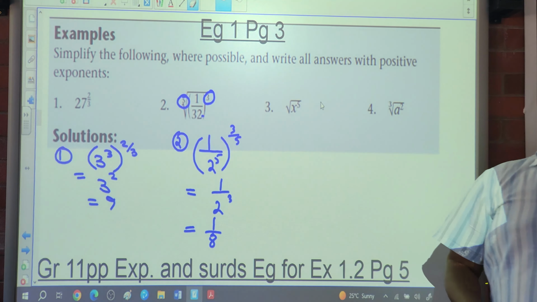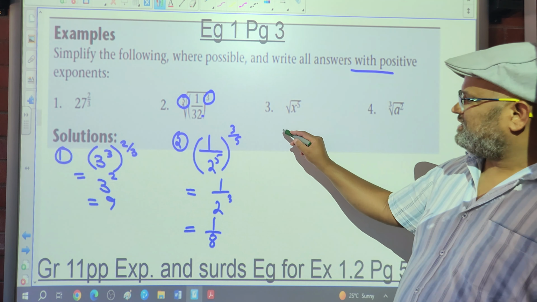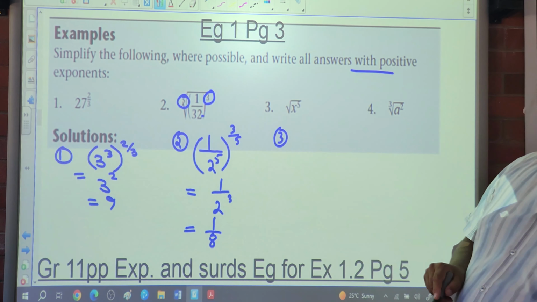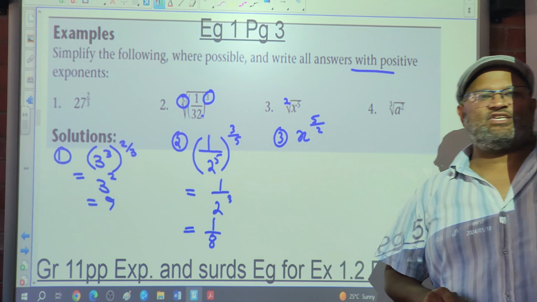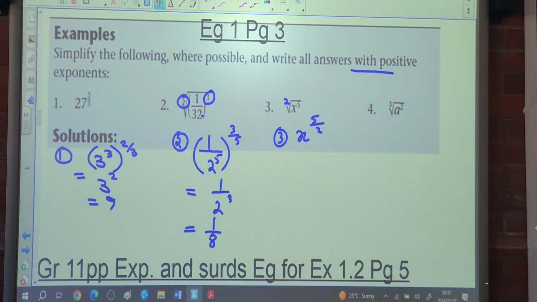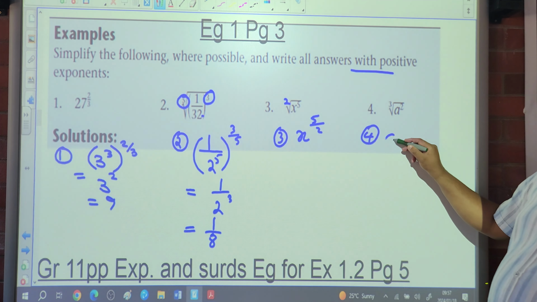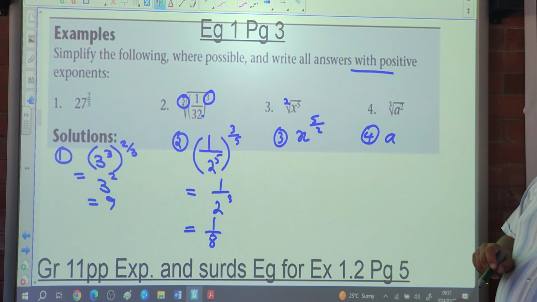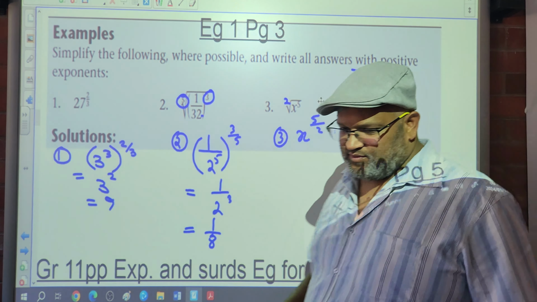Again, the instruction is to write it in exponential form. This is in surd form. So number 3, how are we going to write that as an exponent? x to the exponent 5 over 2. If there's no number there, there's a 2 there. You all agree with that? Let's look at number 4. That will be a to the exponent 2 over 3.